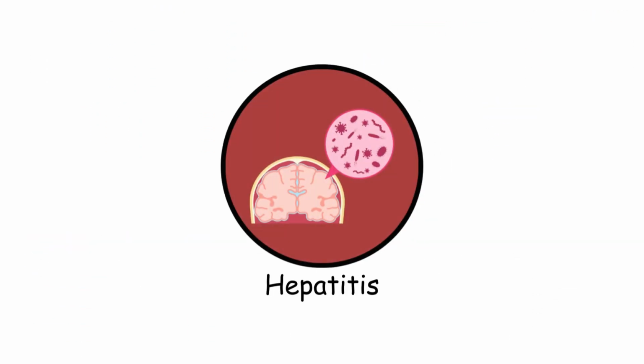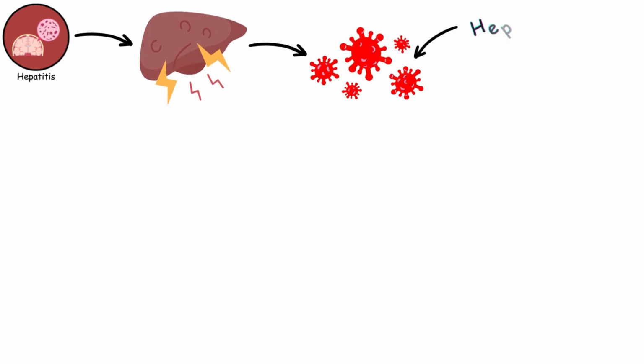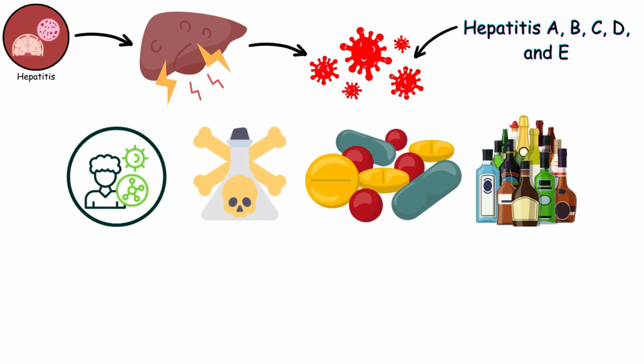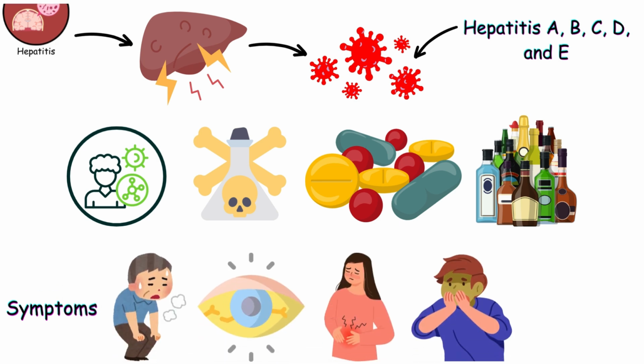Hepatitis. Hepatitis refers to inflammation of the liver. It can be caused by viruses, hepatitis A, B, C, D, and E, alcohol, drugs, toxins, and autoimmune diseases. Symptoms include fatigue, jaundice, abdominal pain, and nausea.